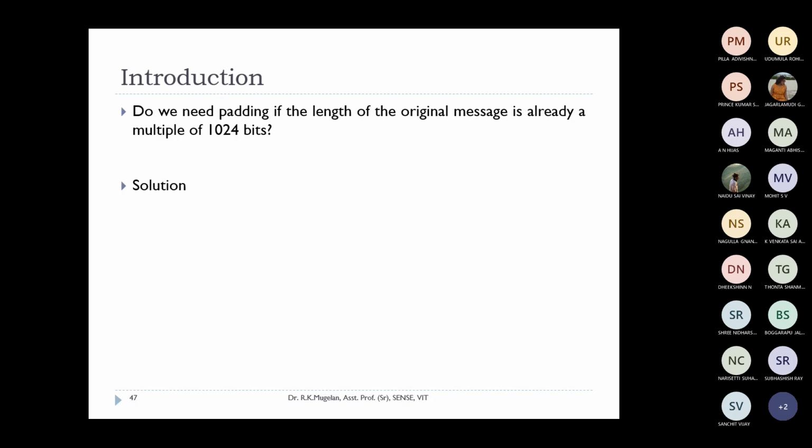Yes, Kashish, you are correct. Because we'll be adding the next 128 bits at the end to convey the length of the message. So at that time, it will not be a multiple of 1024, which will lead to an addition of padding bits. Right.